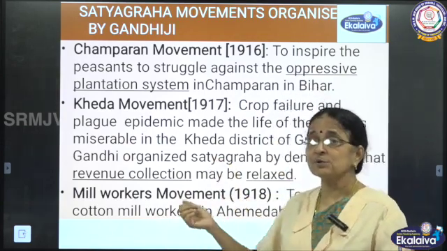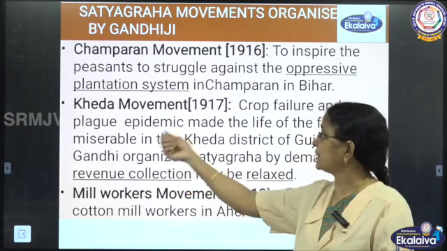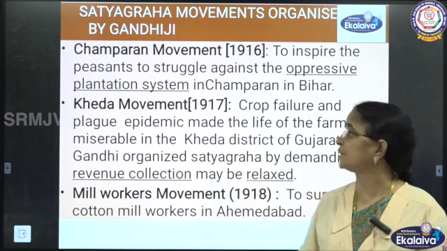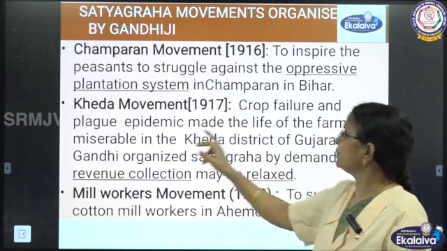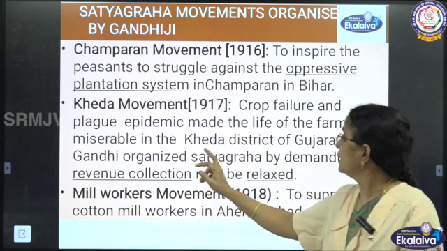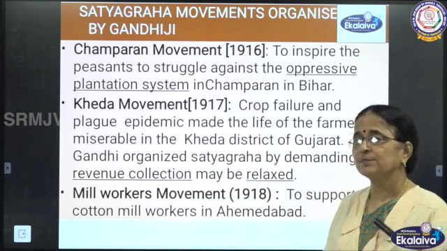So he supported them for their cause and helped them to struggle against the British landlords. And the next Satyagraha movement was the Kheda movement in the year 1917. Kheda is a district in Gujarat. Crop failure and plague epidemic made the life of the farmers miserable in Kheda district of Gujarat.